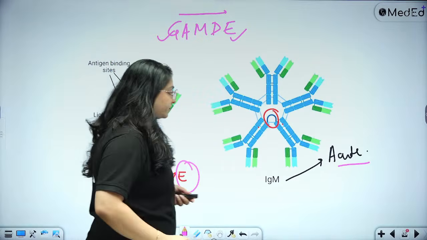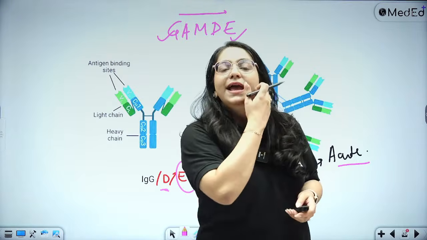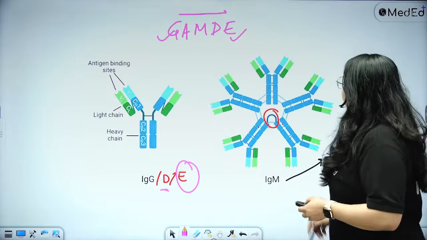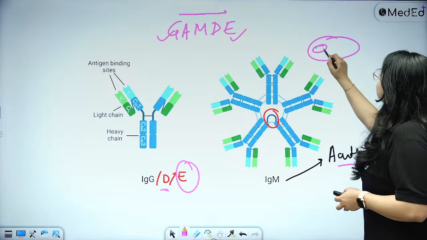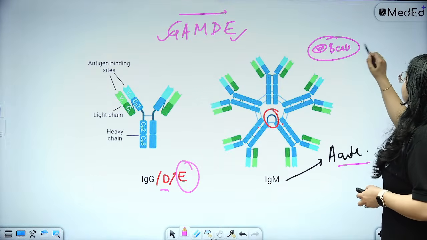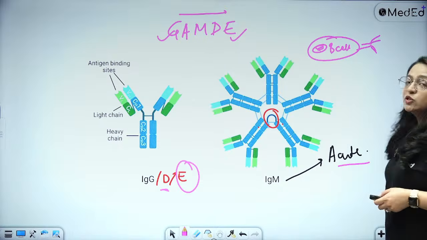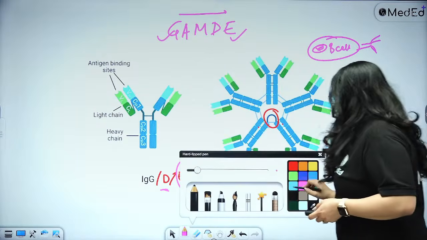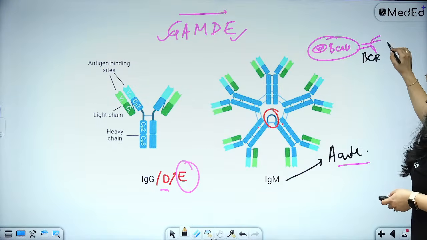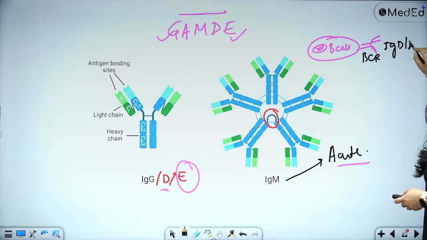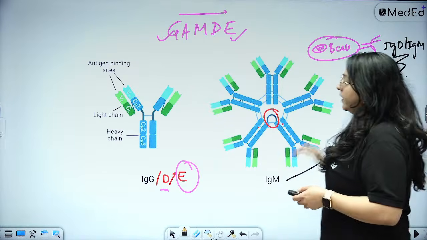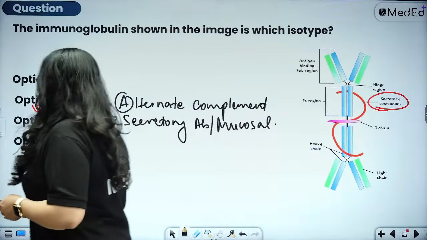IgD has no particular role except the fact that IgM and IgD are B cell markers. So the B cell receptor itself is an antibody. So what is this antibody which is a B cell receptor itself? It is either IgD or IgM. Okay. Great. I think that covers more or less the most important points.